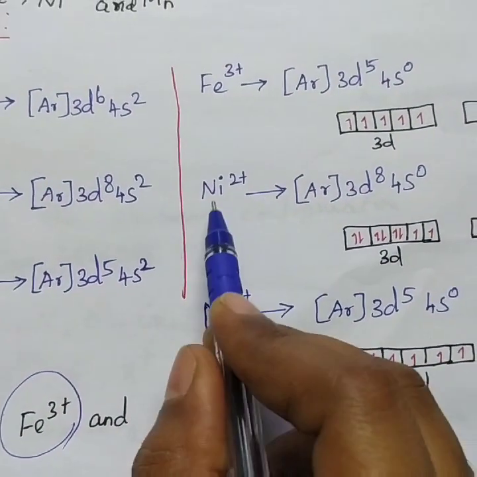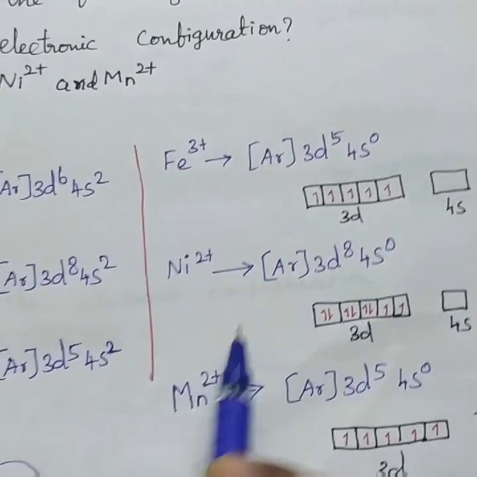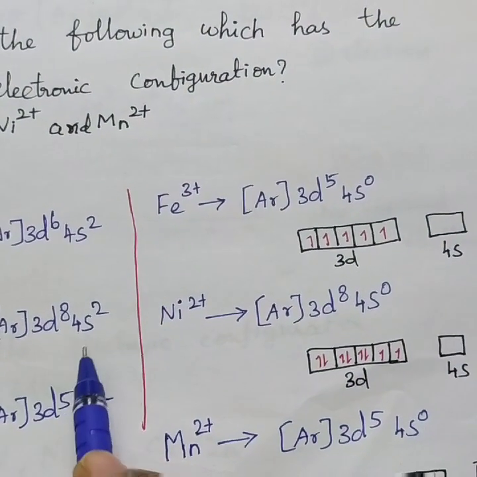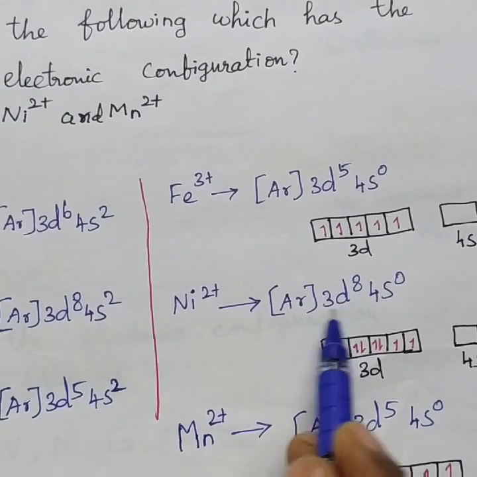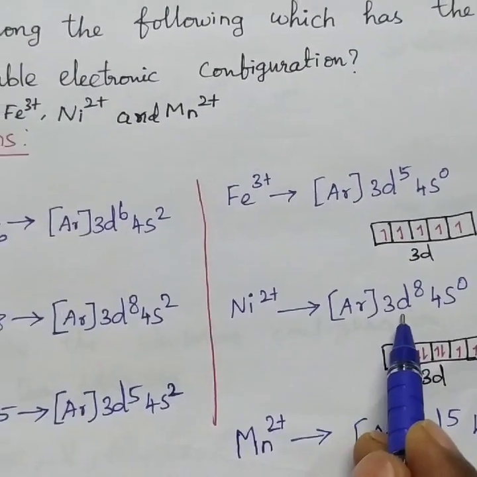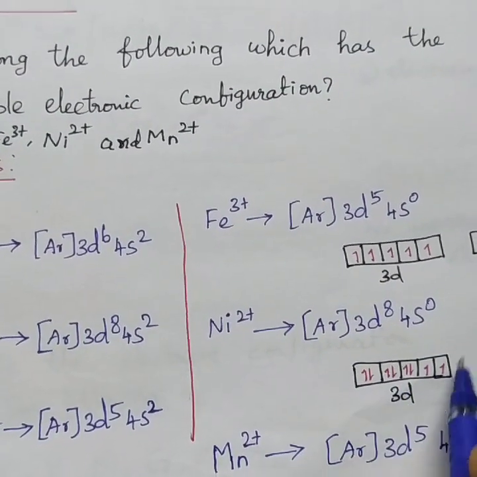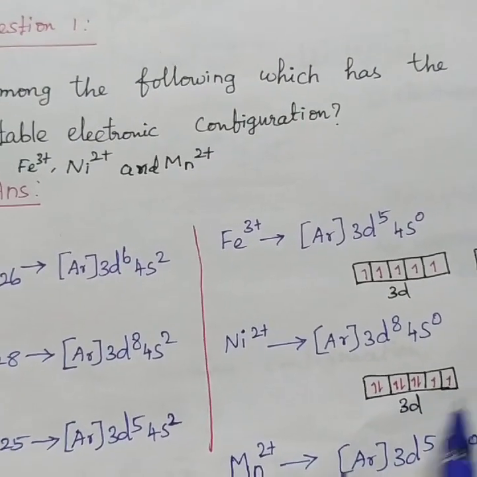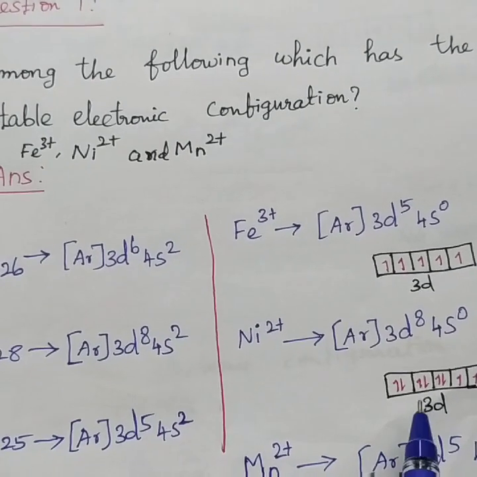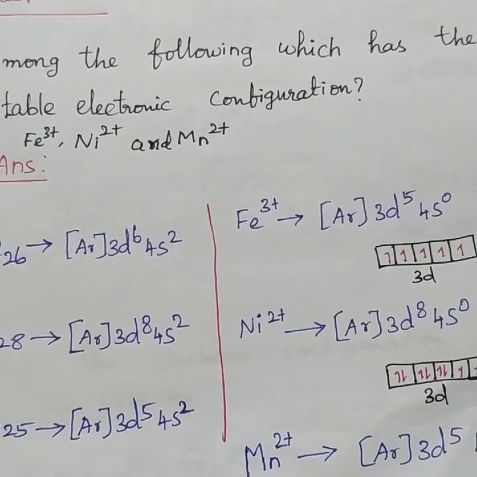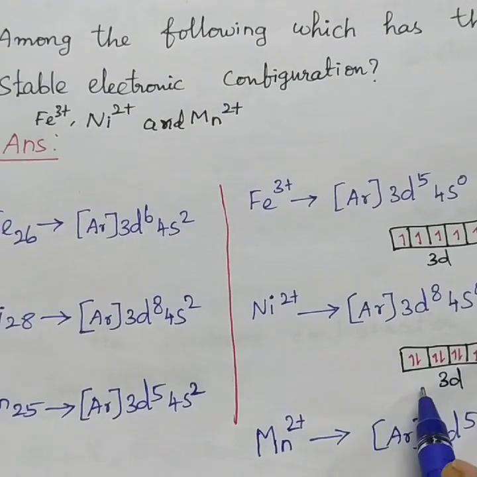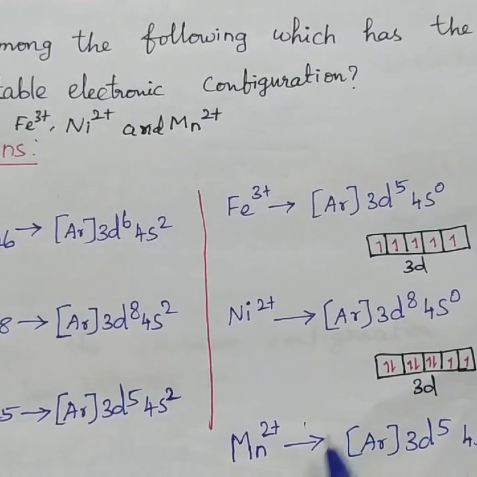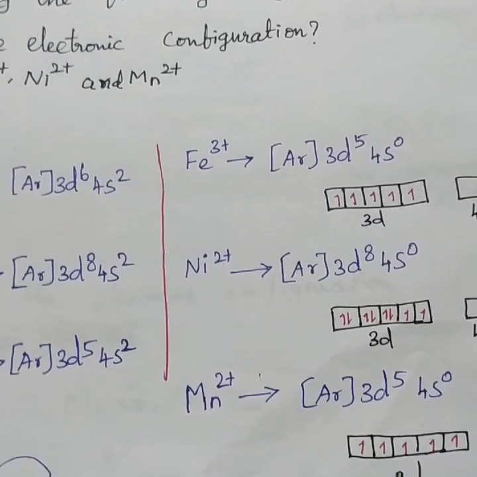Next, nickel 2+. Nickel 2+ means removing 2 electrons from the valence shell. If you remove the 2 electrons from the 4s, the electronic configuration ends with 3d8. I have drawn the 3d8 in the orbital diagram. The 3d8 does not come under the category of half-filled or full-filled, so it is not a stable electronic configuration. Nickel 2+ is not in the category of stable electronic configuration.